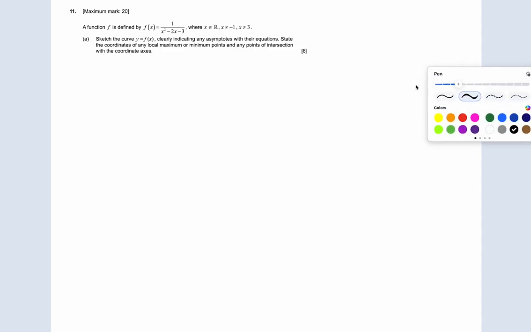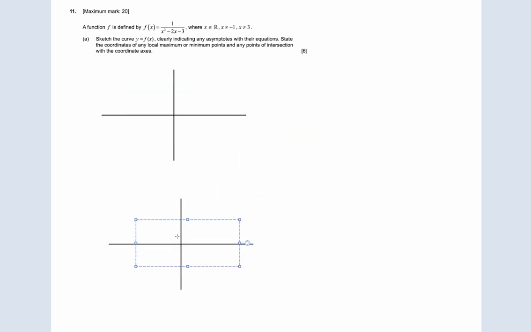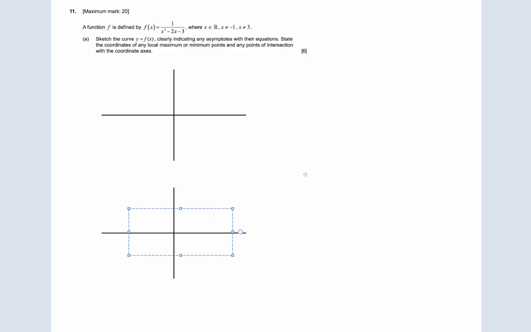Okay, question 11. So he says, guys, sketch this function. Now what I'm going to do is, because this is a reciprocal function, I'm going to sketch x squared minus 2x minus 3. I'll sketch the quadratic first, and then I'll sketch the reciprocal function. So we're going to sketch this one, x squared minus 2x minus 3.